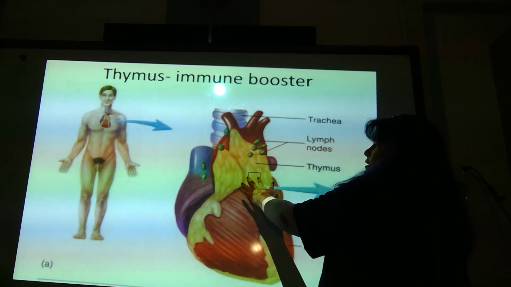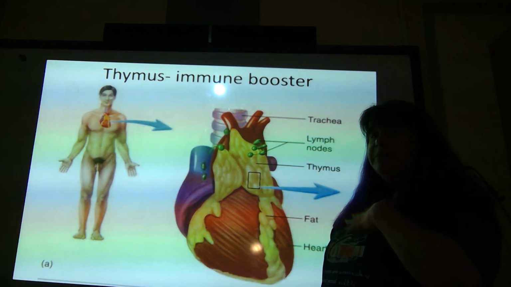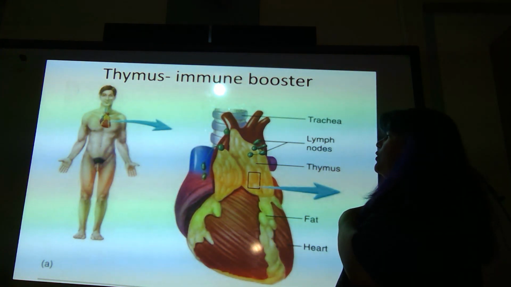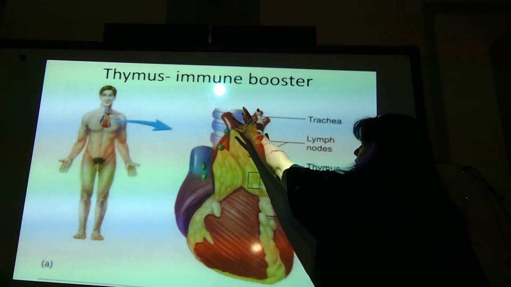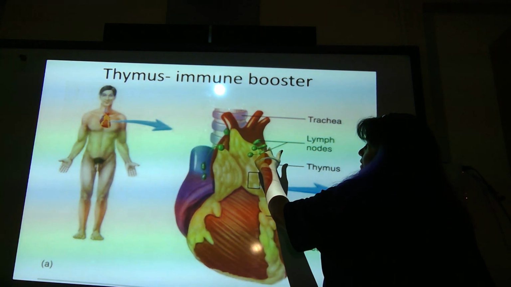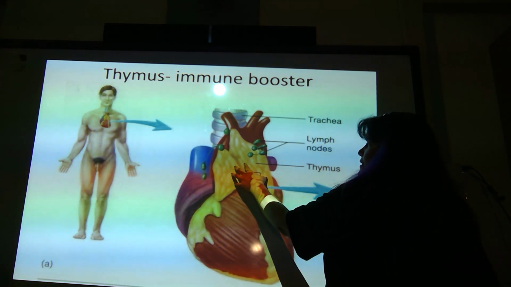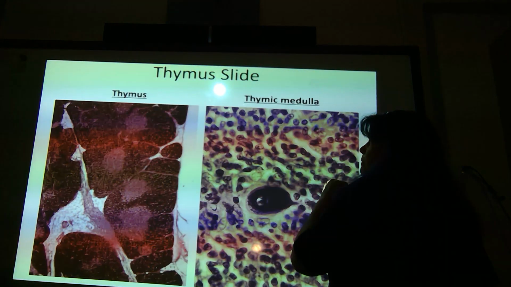Here's the thymus. Like I said, it's above the heart, but it's behind the sternum. So you can see the heart, you can see the trachea, you can see lymph nodes surrounding it. This is actually the thymus.